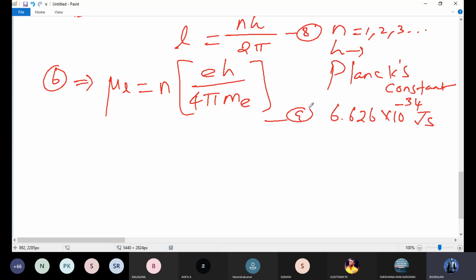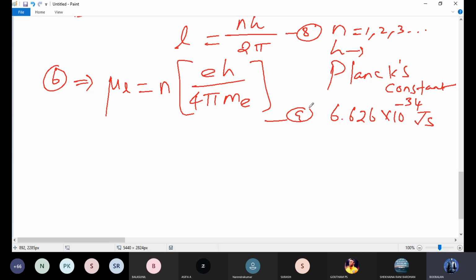Using this formula, equation number 10, we can find the magnetic moment of an electron revolving in the nth orbit. In case of orbit, n value is 1 for the first orbit, 2 for the second orbit, 3 for the third orbit. e is the charge of electron, h is the Planck constant, and me is the mass of electron. In the question paper, they will give it in the first page, and in the question itself they will say it is the fourth orbit. So fourth orbit means n value 4.